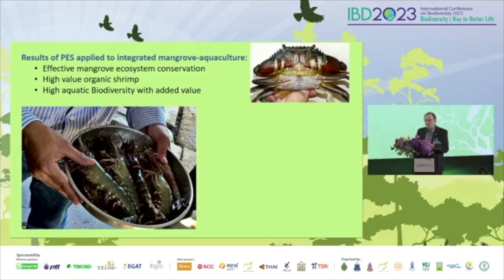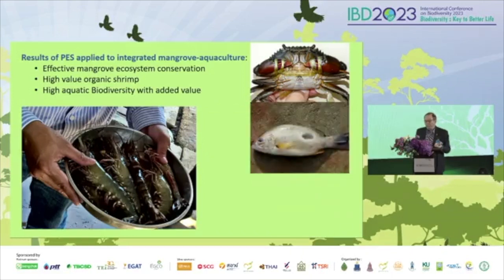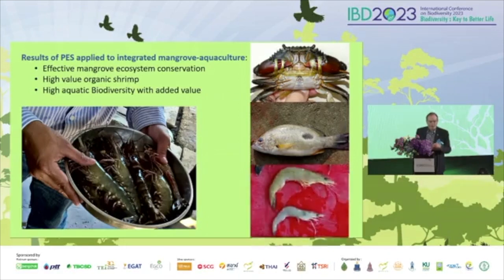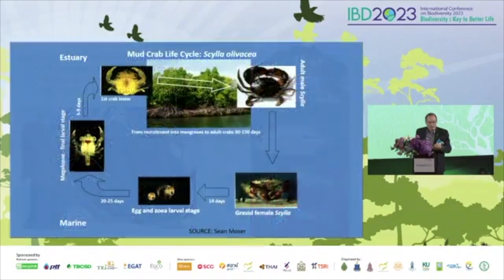It's the most associated animal with mangroves right across Asia, but also high-value fish like the snapper here, and white shrimp, kung kao. And I emphasize the mud crab. It was mentioned, I think, this morning also by one of the previous speakers. Wherever you have healthy mangroves, you will have mud crab.